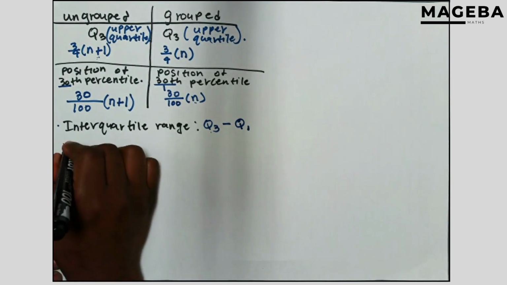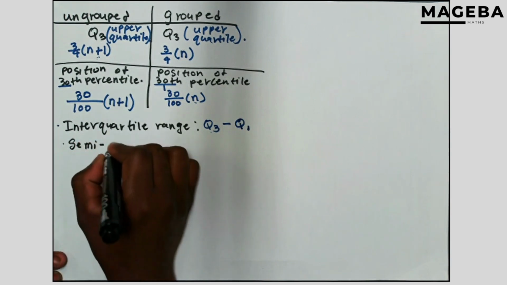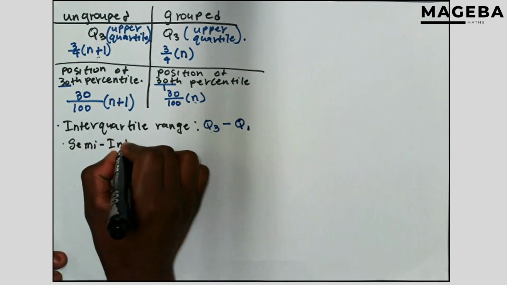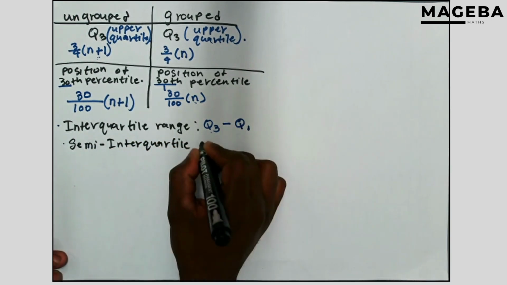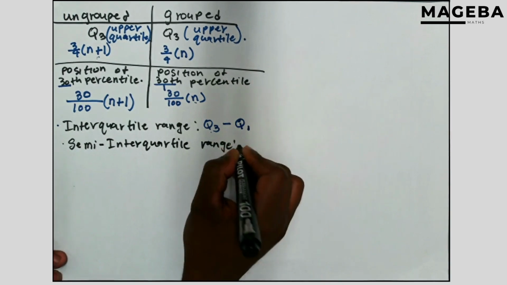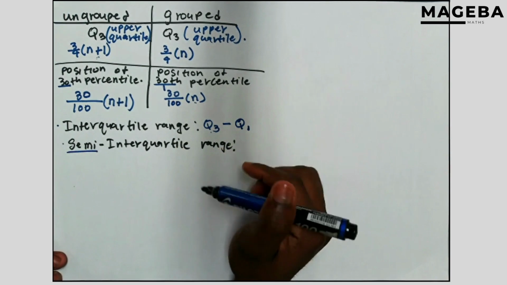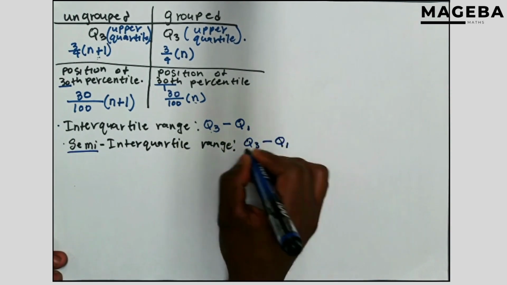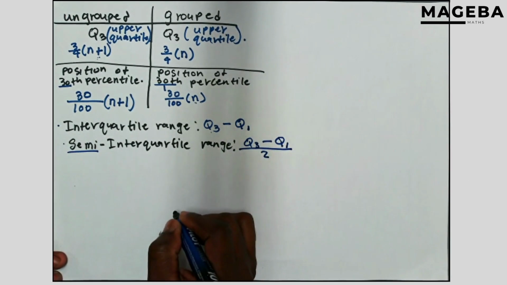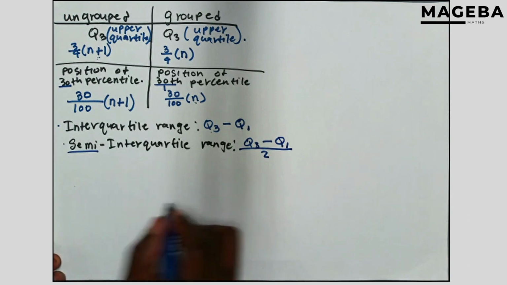Don't forget that one. And now let's find the semi-interquartile range. Semi means half, so it's going to be Q3 minus Q1 divided by 2. This is how we find the semi-interquartile range.